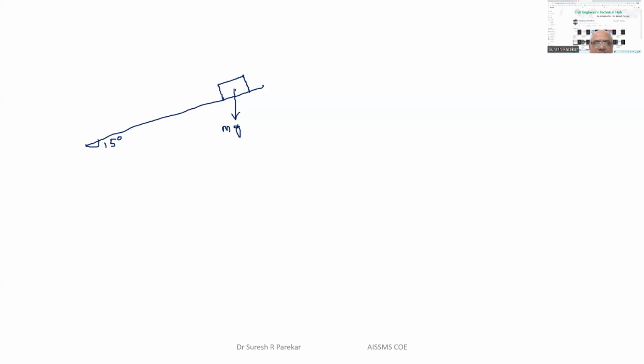Now we have a reaction perpendicular to this. This will be the normal reaction. Now this angle we have 15 degrees because this is 75. This angle is 75, so this comes to 15 degrees. So the normal reaction becomes your cos 15, so it will be mg cos 15. Now in the direction of motion, we have mg sin 15.